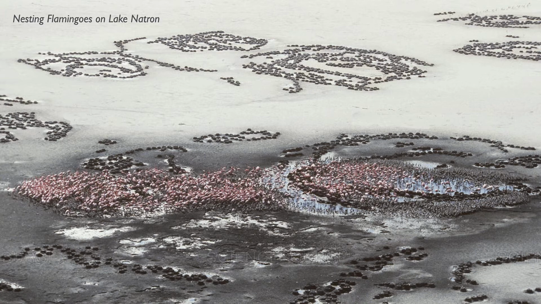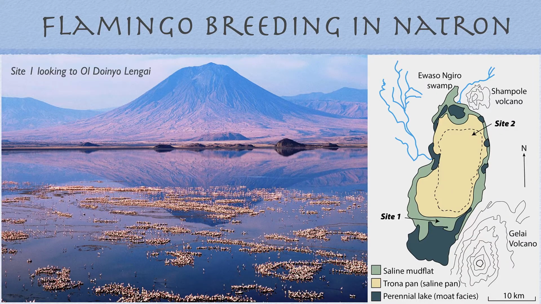Here we can see the nest mounds as well as a flock of flamingos on Lake Natron. And here is the other site. This is site 1, looking across the moat facies toward the southeast and the Gilai volcano. And so you can see here how on the edge of that moat, which is full of alkaline brine, you really can't swim in that brine. It prevents predators from approaching, especially hyenas and other mammalian predators, from approaching the egg site from the mainland.